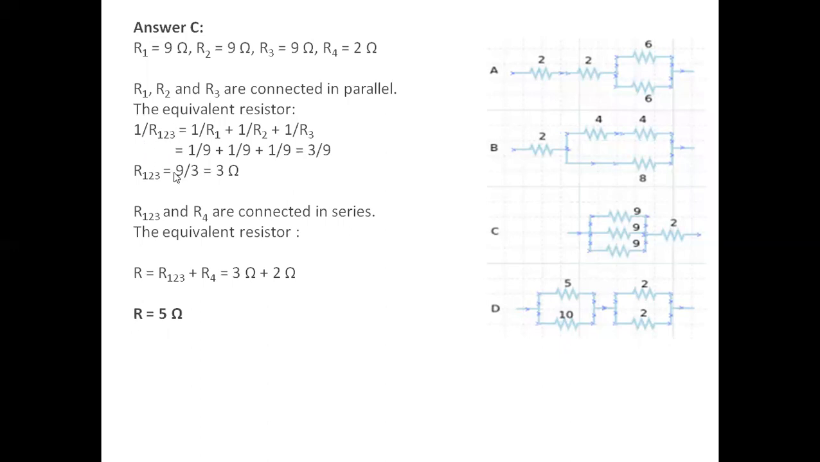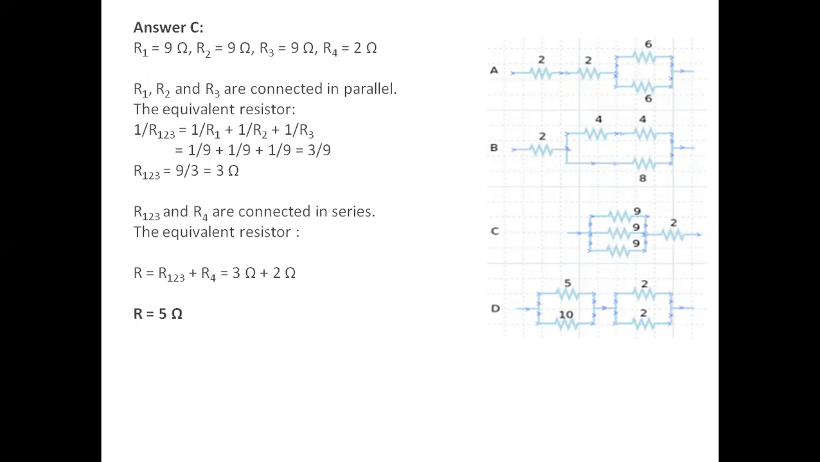That is the equivalent of 3. Okay, so that is equal to 3 by 9. So R12 is equal to 9 by 3, equal to 3 ohms. So 3 ohms plus 2 ohms, because these two are connected in series. So the equivalent is 3 plus 2, which is 5 ohms. We got 5 ohms in this circuit.